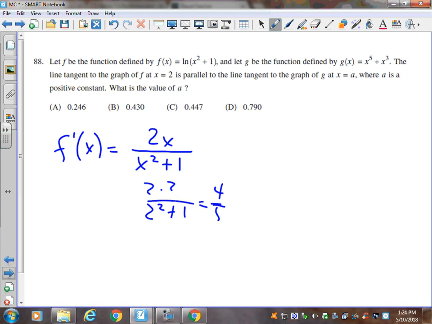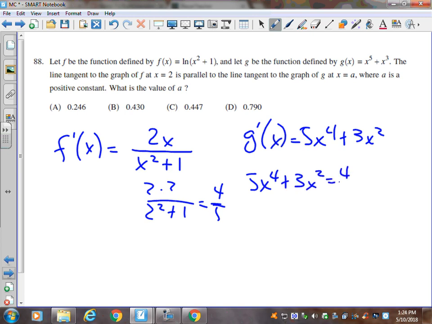Now, I want to know how can the other line have that same slope so it'll be parallel. So I take the derivative of the other line. 5x to the 4th plus 3x squared. And you set it equal to 4/5, and you solve it on the solver on the calculator, and out comes the answer. Because the derivatives have to be equal to each other. And I just have to figure out what value of x on the other one for that a would make it equal, because it won't be the same value on each one. And so that's kind of how you go about that one.